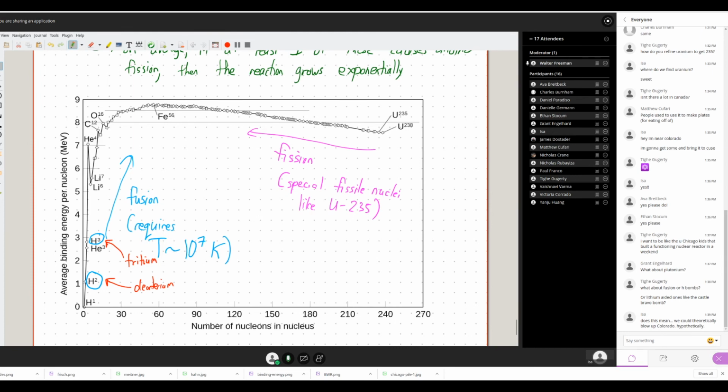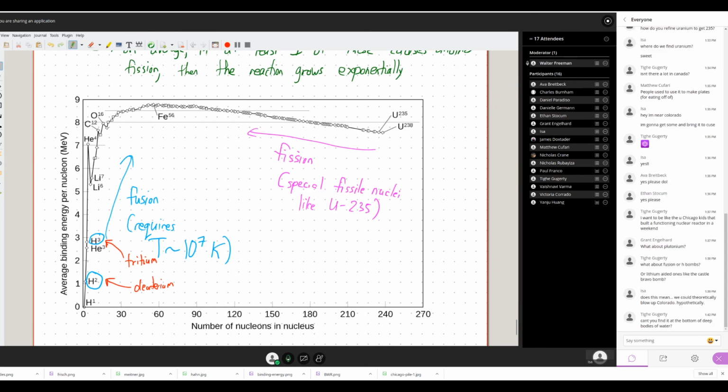Then you harvest the tritium out of that cooling water for a nuclear reactor, and then put that tritium next to an exploding fission bomb. And then there's enough temperature and pressure to induce nuclear fusion.